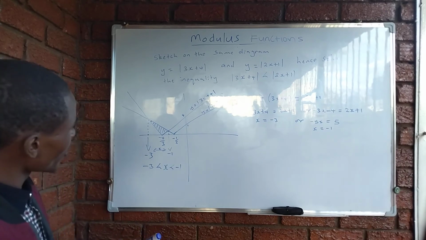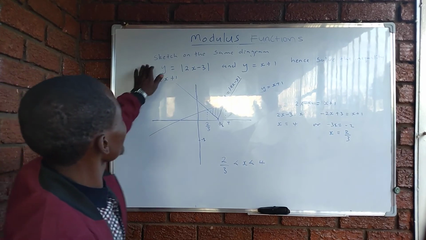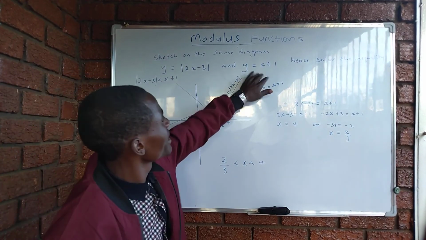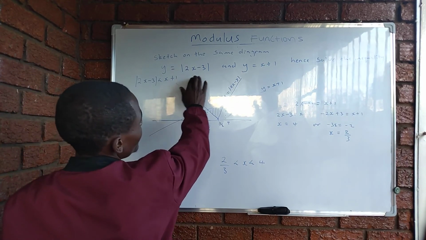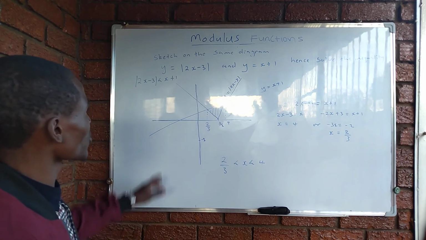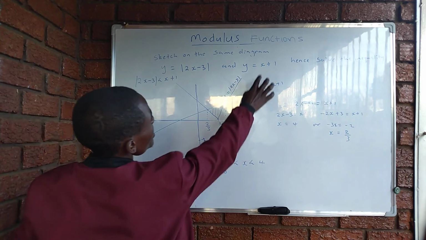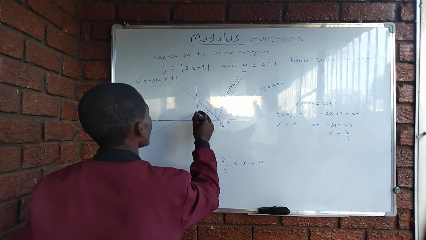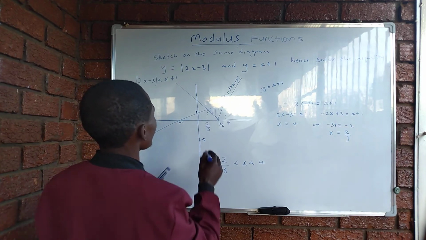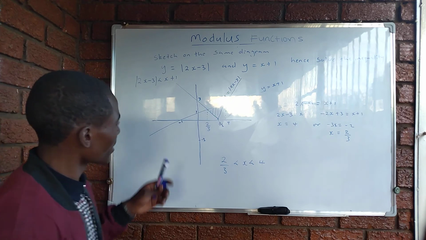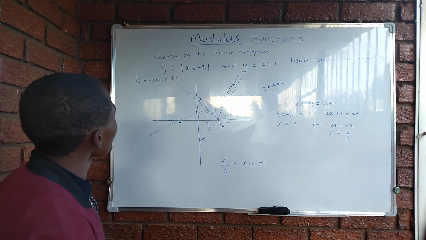Okay, so the last example: sketch on the same diagram this and this. But take note, guys, here we have a modulus sign on this graph only; this curve has no modulus sign. So when sketching you must be careful which one needs to be reflected. So this, when x is equal to 1, y is equal to 1, and when y is equal to 1, x is equal to minus 1, so at minus 1, right, and at 3. After sketching your graphs they look like this. Hence solve the inequality.